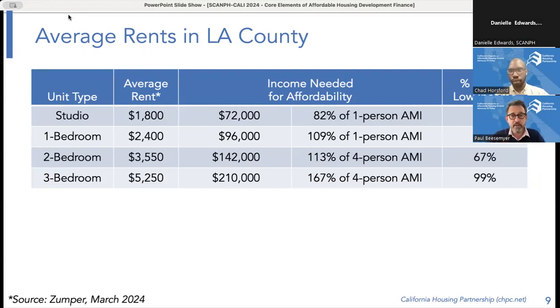So I think that's part of the framework that folks should keep in mind, is that 30% threshold becomes especially important when we're talking about low income folks, as opposed to people who are earning a little bit more. Thank you. Yeah, I think that's a great point to touch on, Paul.